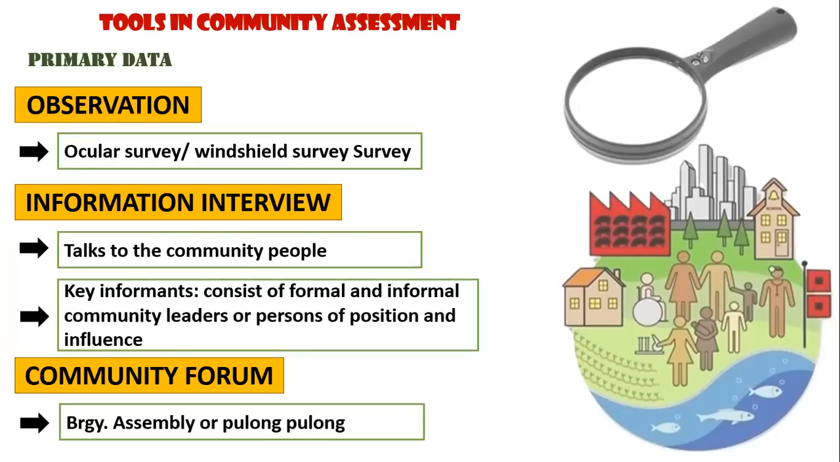So in the tools in community assessment, we have two kinds of data. We have the primary data and secondary data. In our primary data, we have three tools. What are they? First, we have the observation.